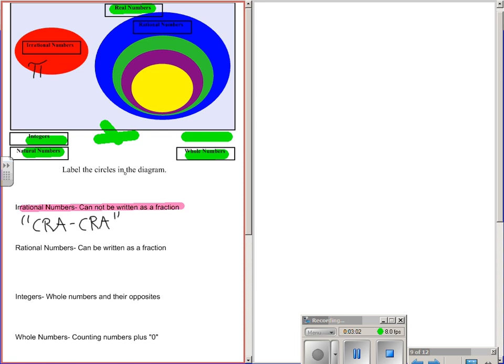So what are some examples of irrational numbers? Well, if it is a square root, a perfect square is always going to be an integer. It's going to be a whole number. So if we talk about square roots, we're going to think about, okay, what's the square root of 1? Well, that's 1. What's the square root of 4? That's 2. What's the square root of 9? Well, that's 3.